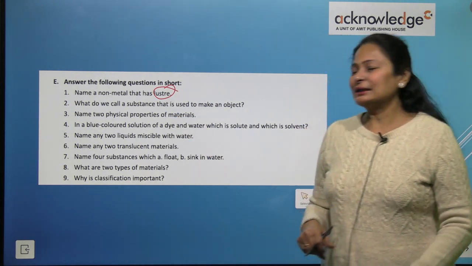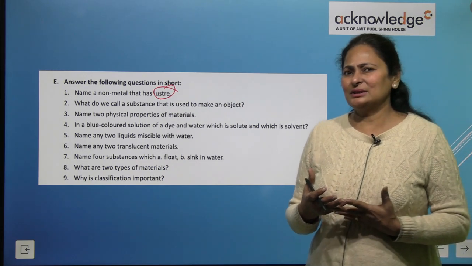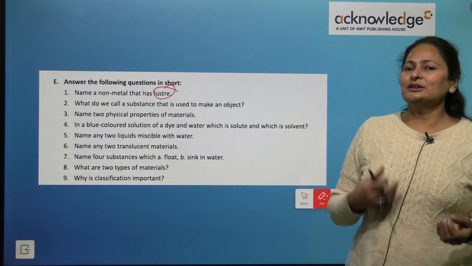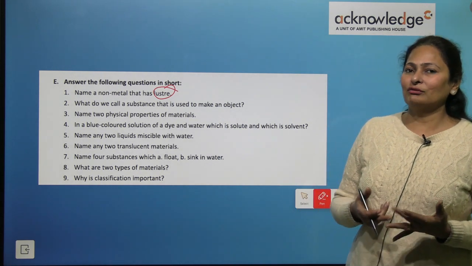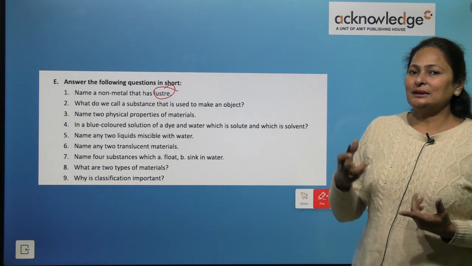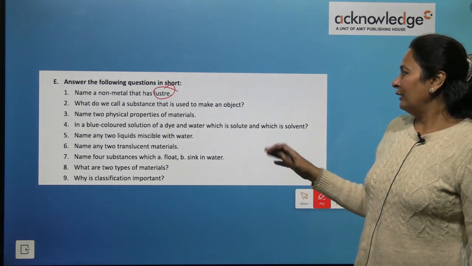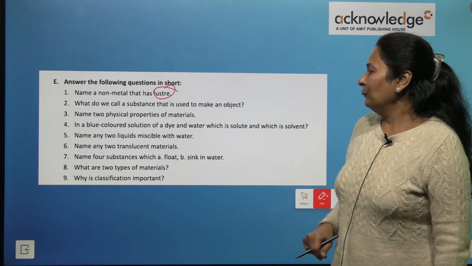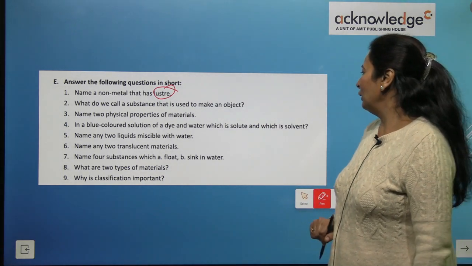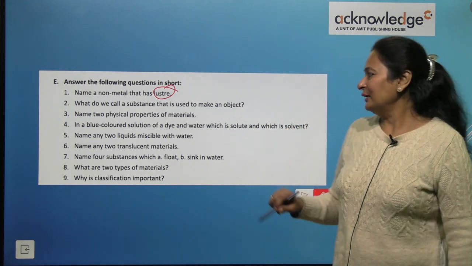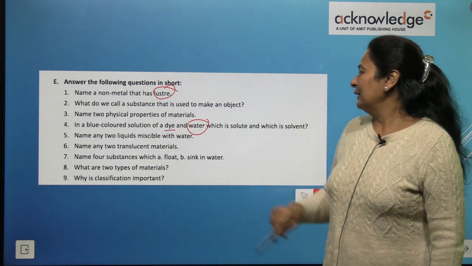Name any two physical properties of materials. We have learned around 6 to 7 properties, so you can write down any of them, like hardness, softness, transparency, floating, sinking. In a blue colored solution of a dye and water, which is the solute and which is the solvent? Water is the solvent and the dye is the solute.